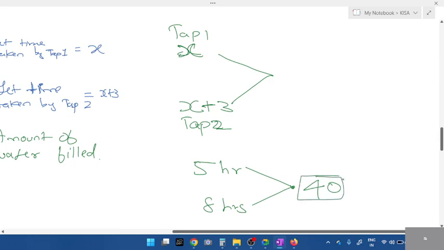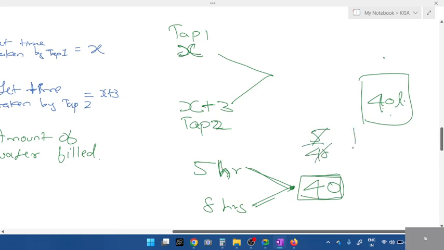So if LCM is 40, we'll keep this 40. Think the entire tank, students, entire tank is 40 liters. So if time taken is 5 hours, within how many hours can it fill? In 1 hour, how much does it fill? So it is 5 divided by 40. You get 1 by 8 here, 1 by 5.